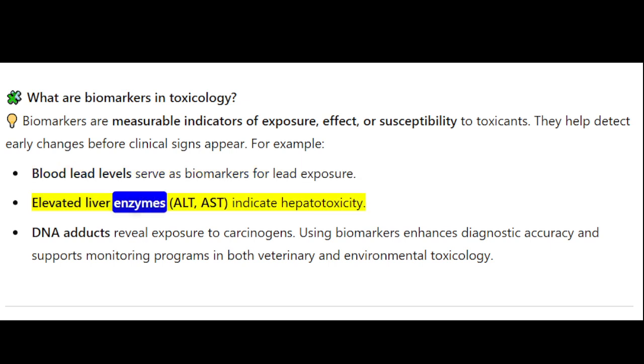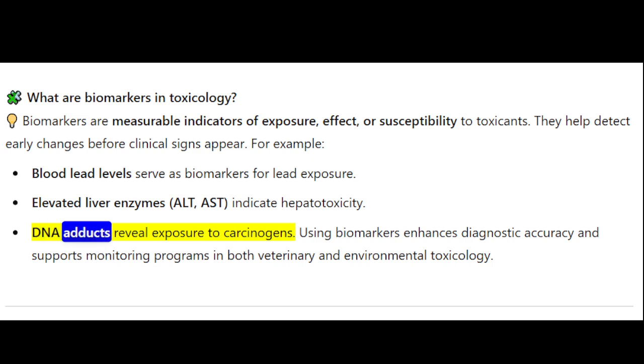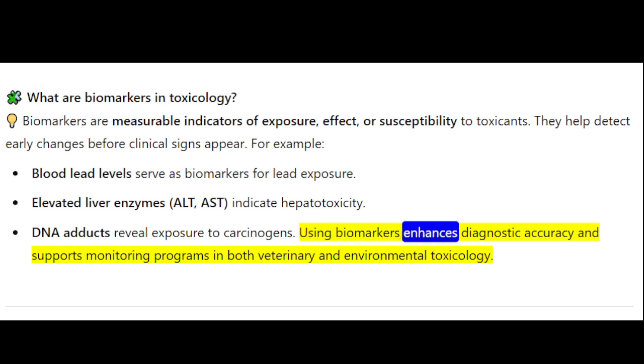Elevated liver enzymes, ALT and AST, indicate hepatotoxicity. DNA adducts reveal exposure to carcinogens. Using biomarkers enhances diagnostic accuracy and supports monitoring programs in both veterinary and environmental toxicology.